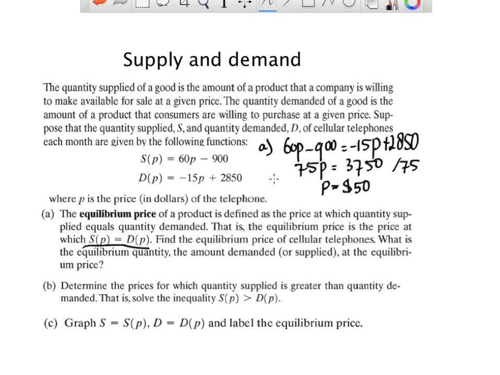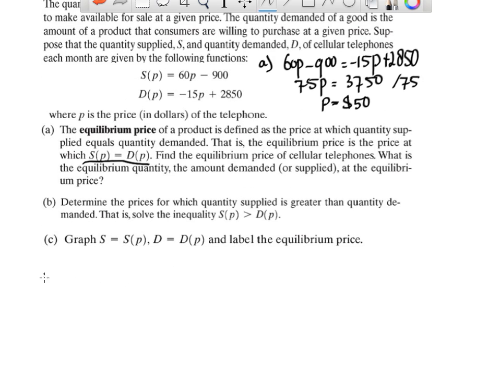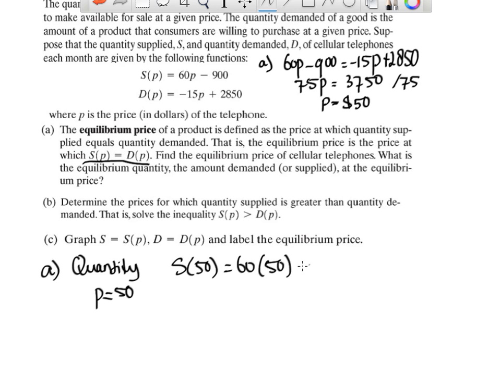And then we need to find the quantity at that price. I'm probably out of room over there, so we'll do the second one here. The quantity at that price would be, well, we can find it two ways. We can use supply, which in this case is probably easier, because 60 times 50 I can do in my head, minus 900, which is 3,000 minus 900. So the quantity is 2,100 units. And we would have been able to find that also by using the demand form.